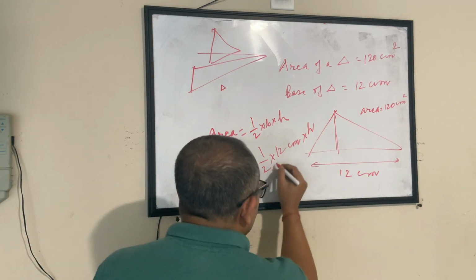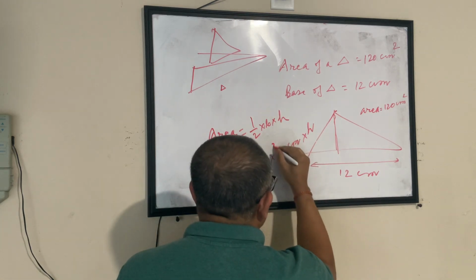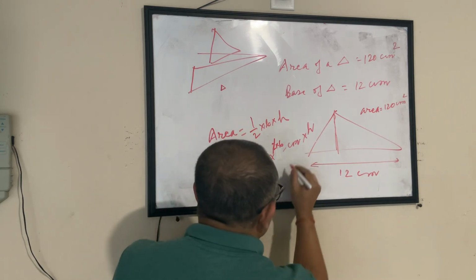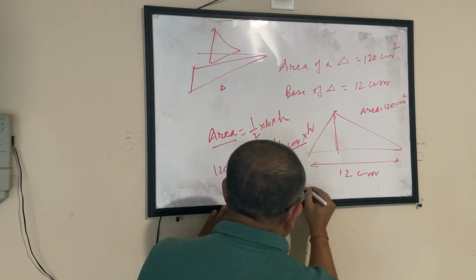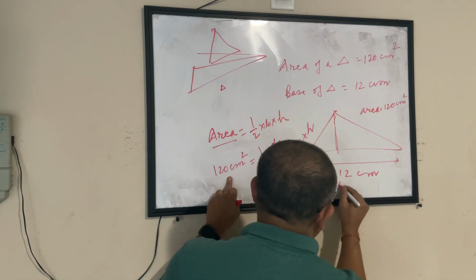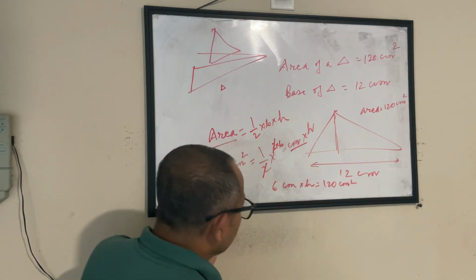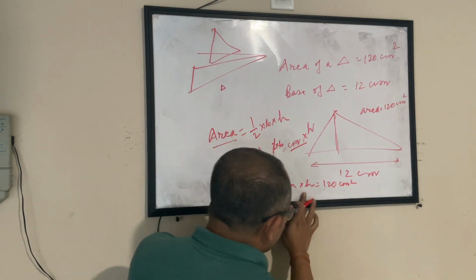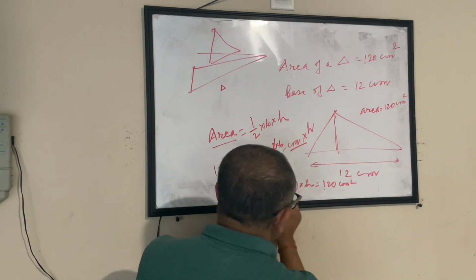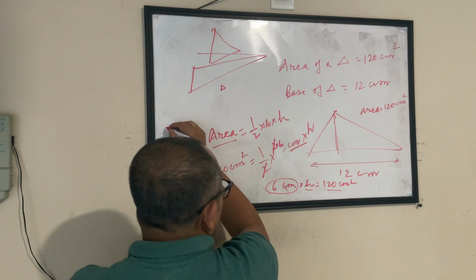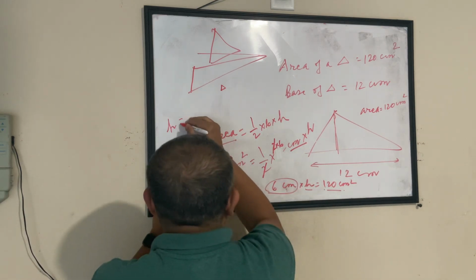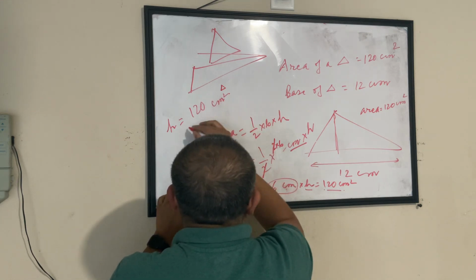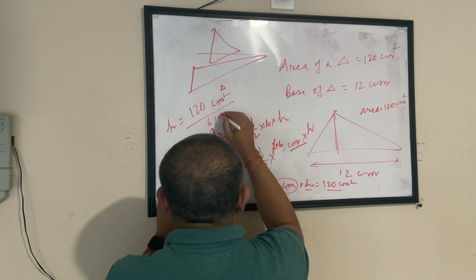Now, here we can do tic-tac-toe. This 12 can become 2 into 6, and we can do tic-tac-toe with this and this. What we got? 6 into centimeter into height equals 120 centimeter square. So if I bring this centimeter here, if you keep only height, height will be equal to 120 centimeter square divided by 6 centimeter.